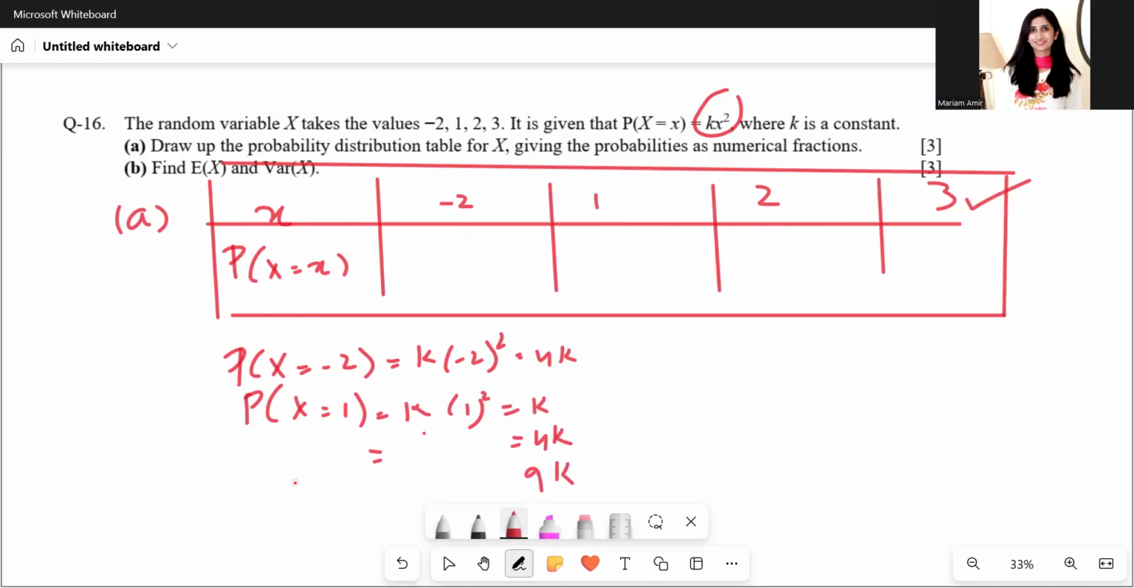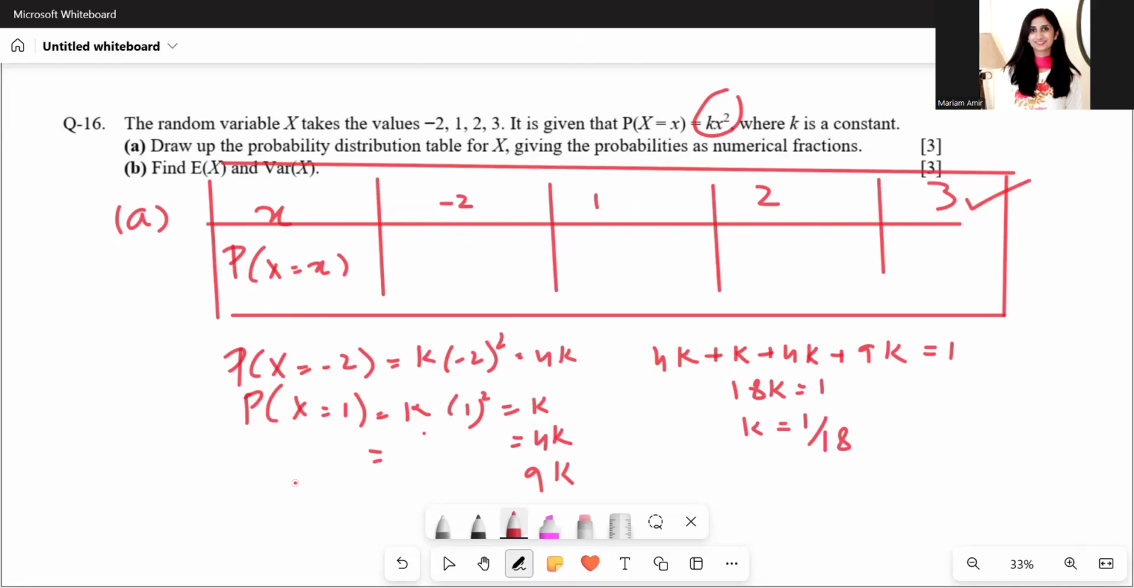Now, the sum of all probabilities is 1, so 4k plus k plus 4k plus 9k equals 1. So we get 18k equals 1, which gives us k equals 1 by 18.